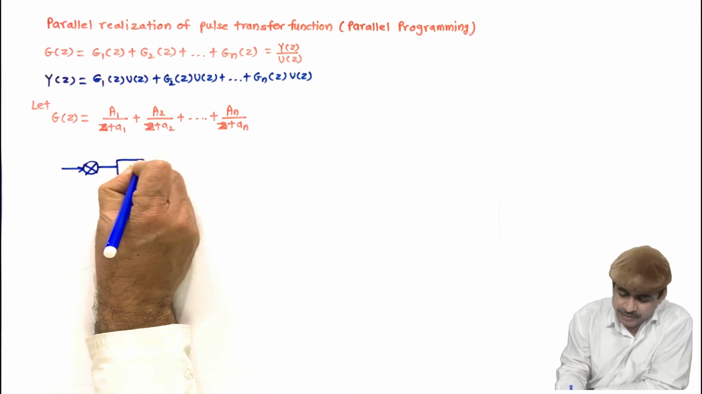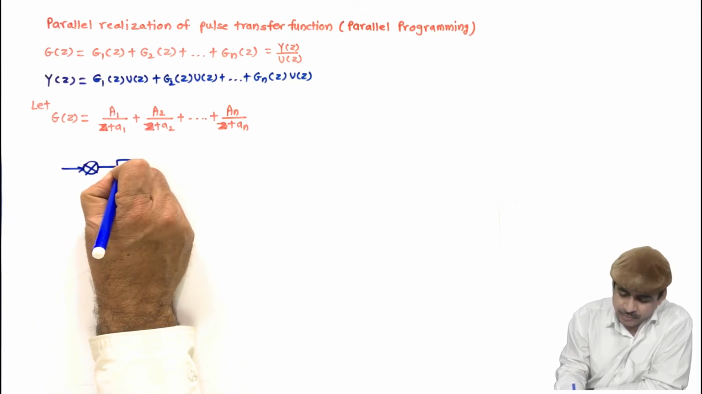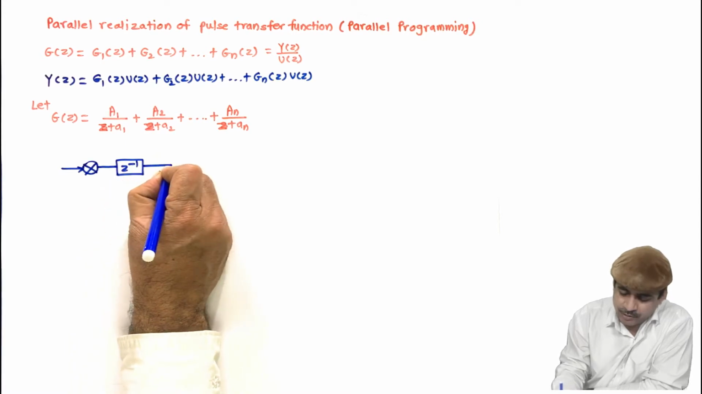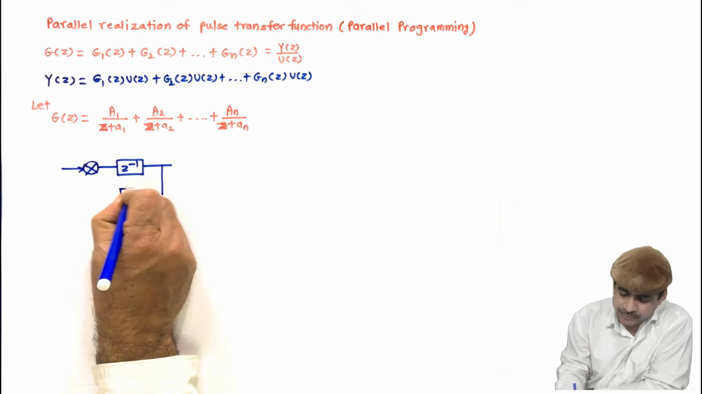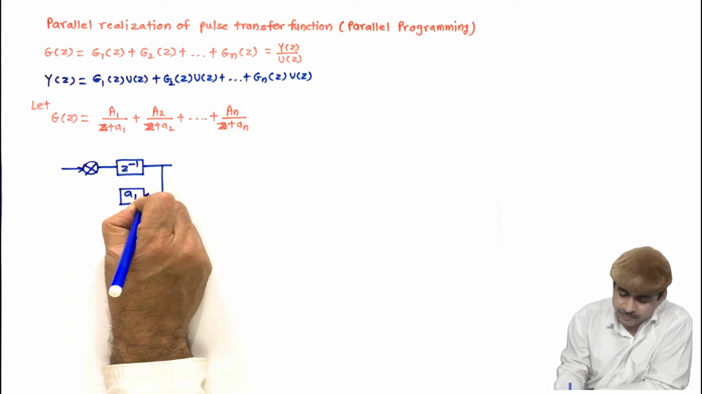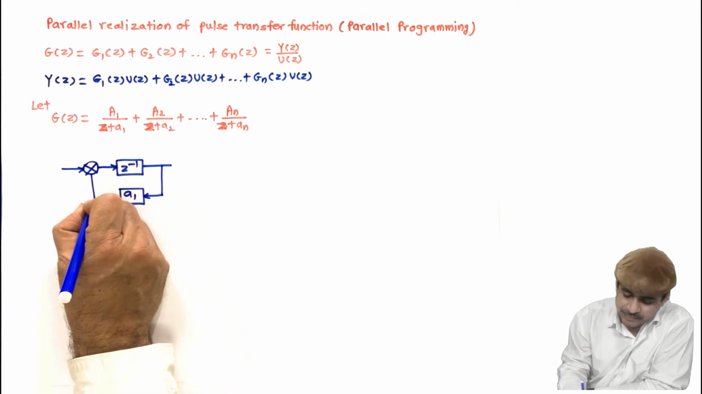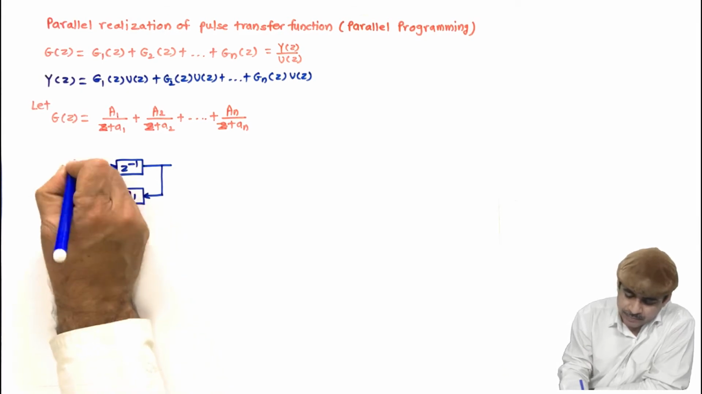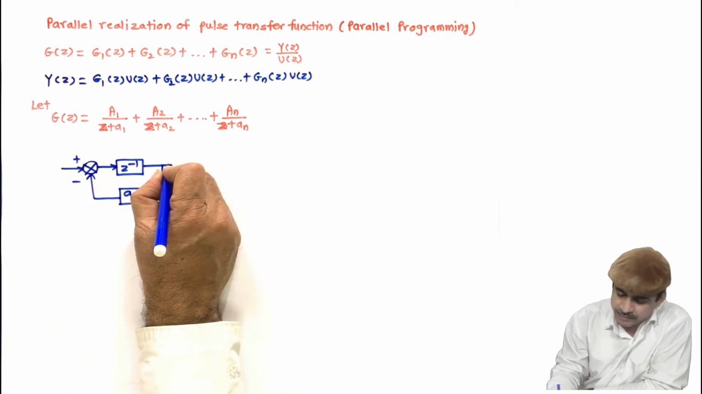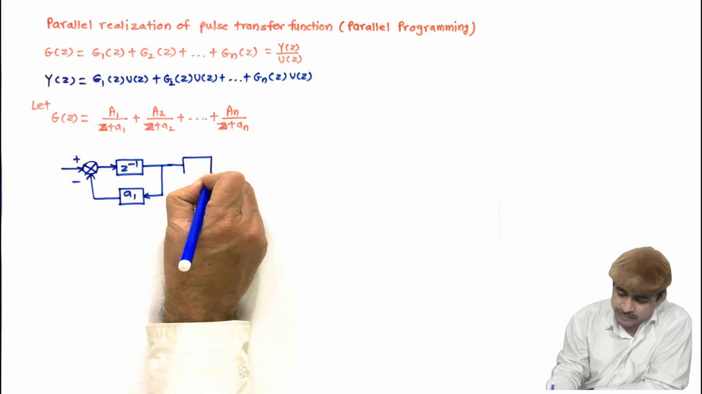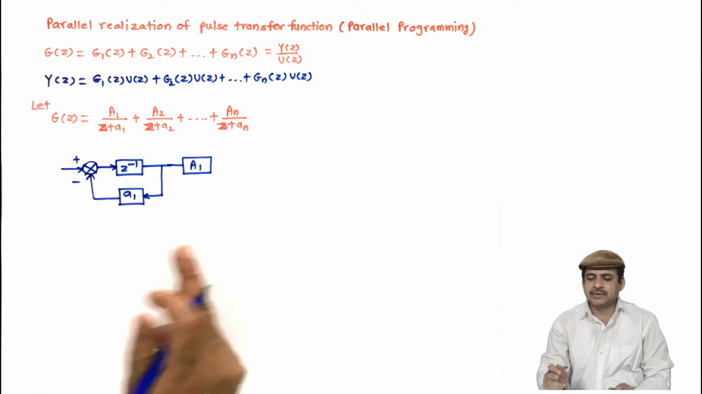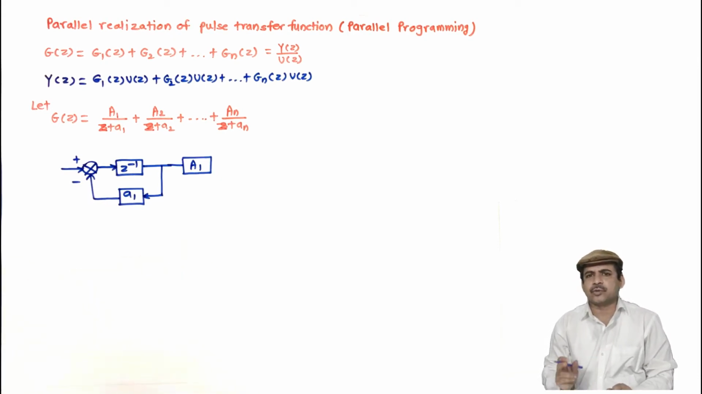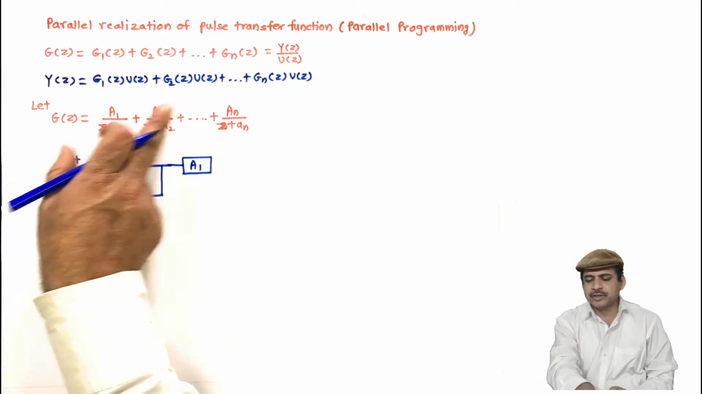So now let us represent the first one, that is A1 upon z plus a1. So highest power of z in the denominator is 1, so there will be only one block of z raised to minus 1. This is A1, fed back plus minus, and then here I will get a1. No term of z available here. Z will appear only if it is a complex conjugate pole pair. Otherwise, in case of all real poles, there will be only numbers.